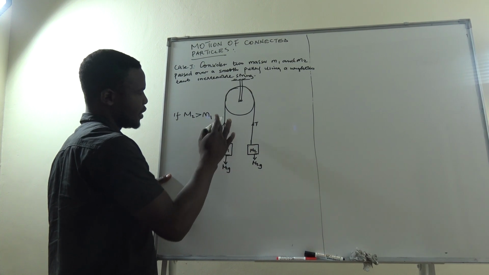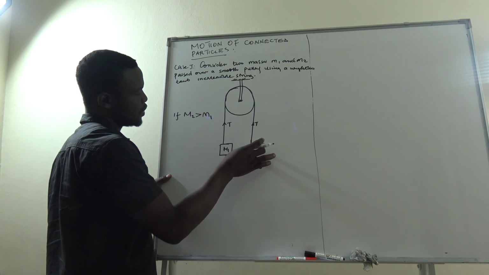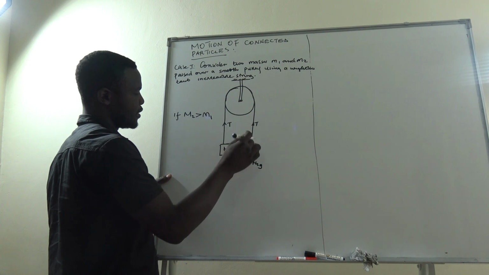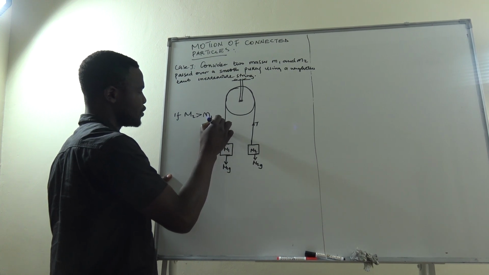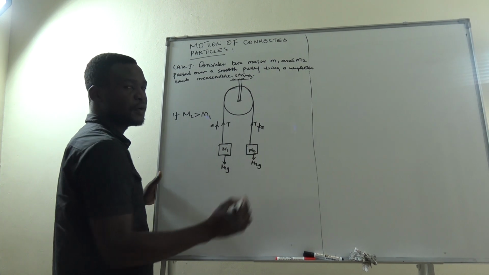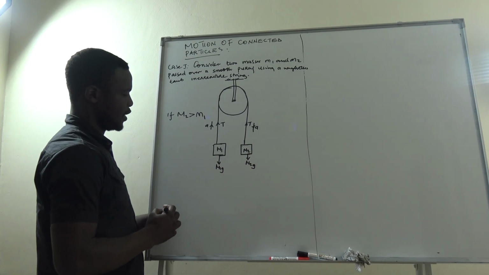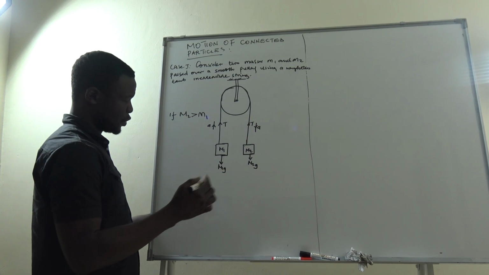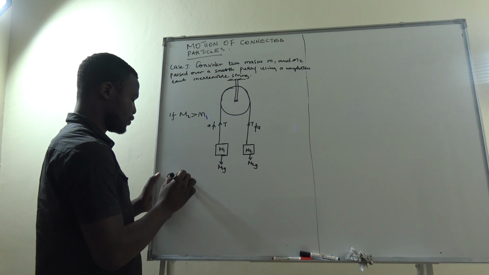Now, since these particles are in motion, why? Simply because this particle is heavier than this one. And if it is this one pulling, it means for M1, this is the direction of motion, and for M2, that will be the direction of motion. Now, let us consider the motion of each particle.